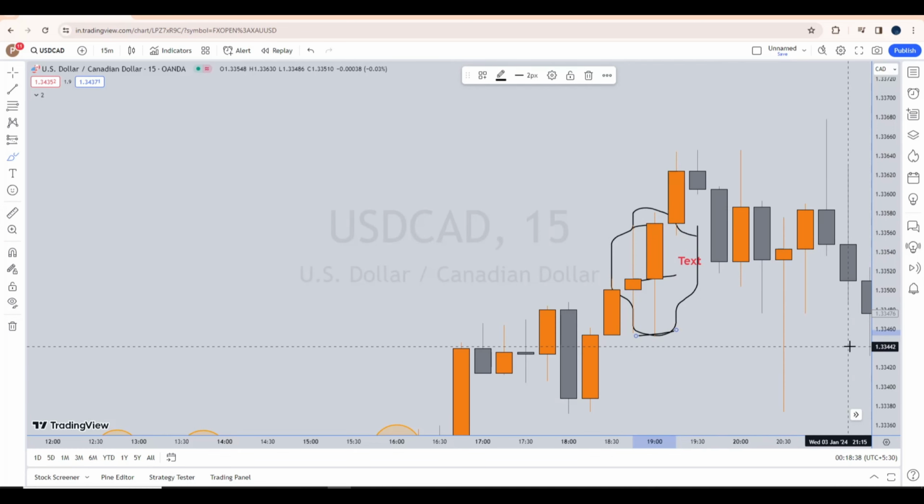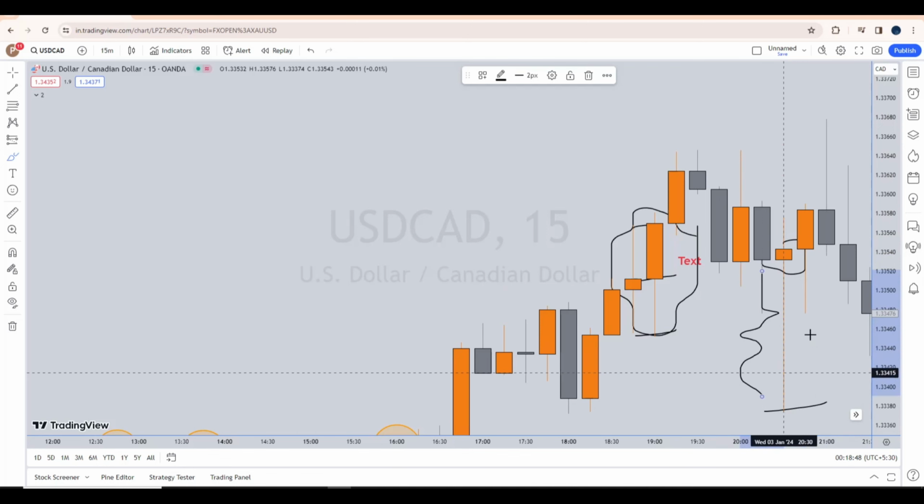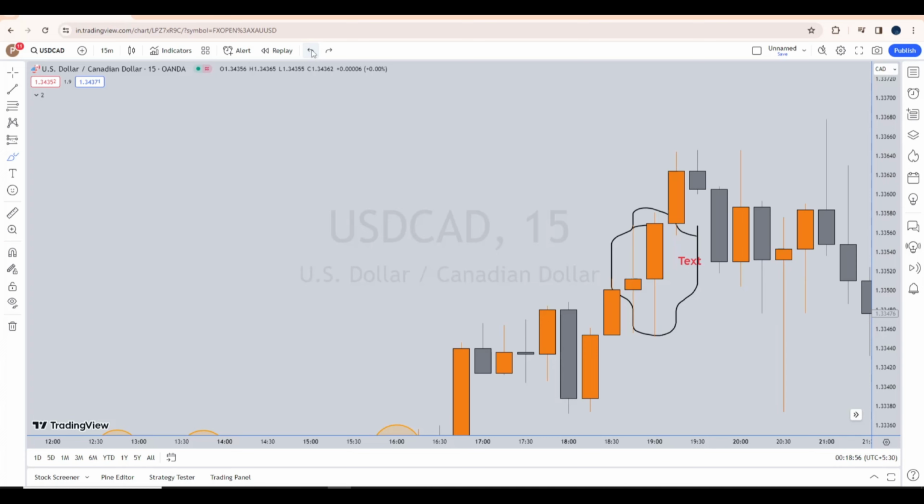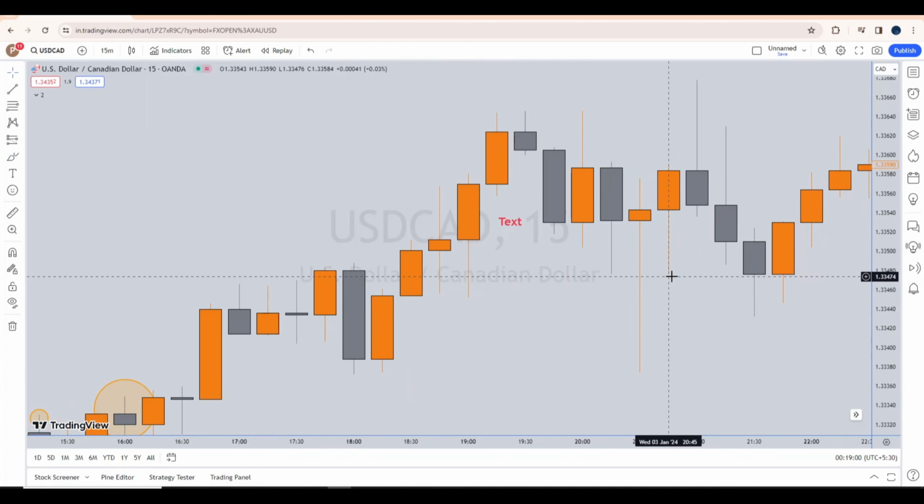And for the third example, we have the LPR candle, lower price rejection, which has a small body as you can see here, and it has a huge wick. So this is the example of an LPR candle. I hope I made it clear.